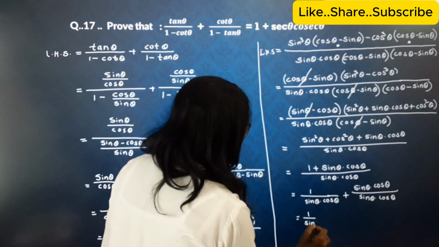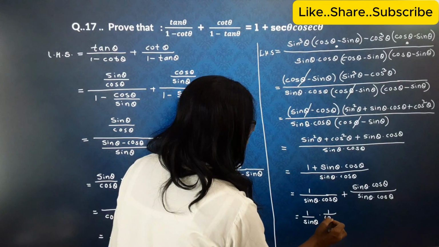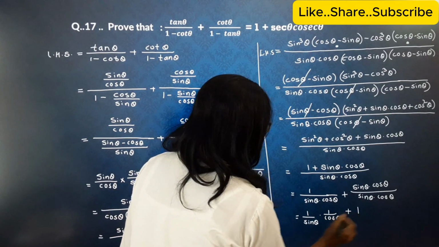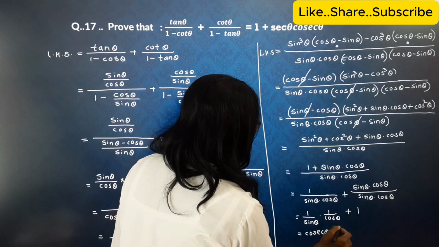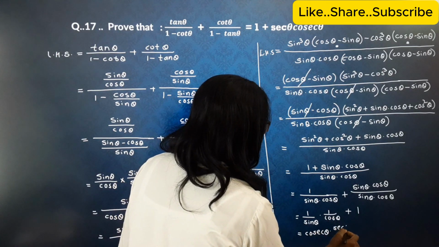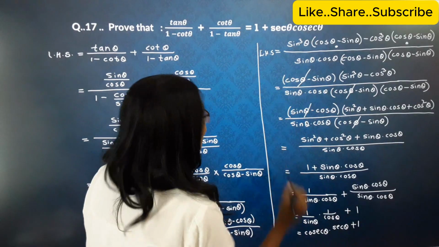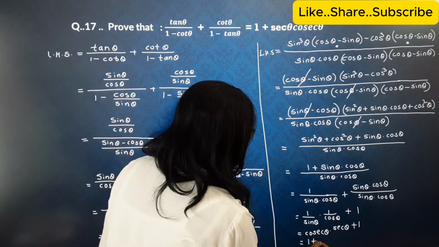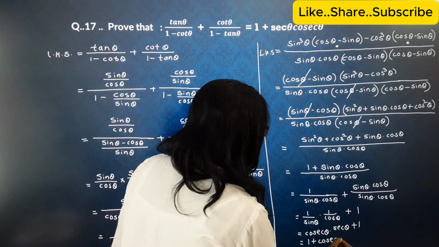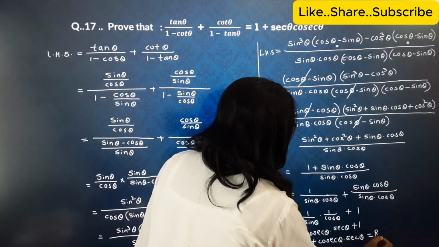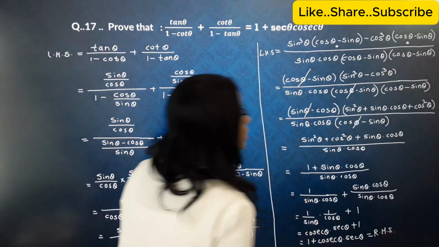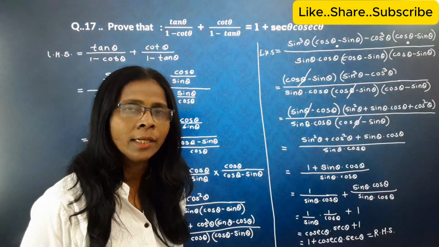Then separate these out: 1 upon sin theta multiply 1 upon cos theta, and plus 1. 1 upon sin theta means cosec theta, and 1 upon cos theta means sec theta, plus 1. So it is 1 plus cosec theta multiply sec theta, which is equal to RHS. So, students, LHS is equal to RHS.